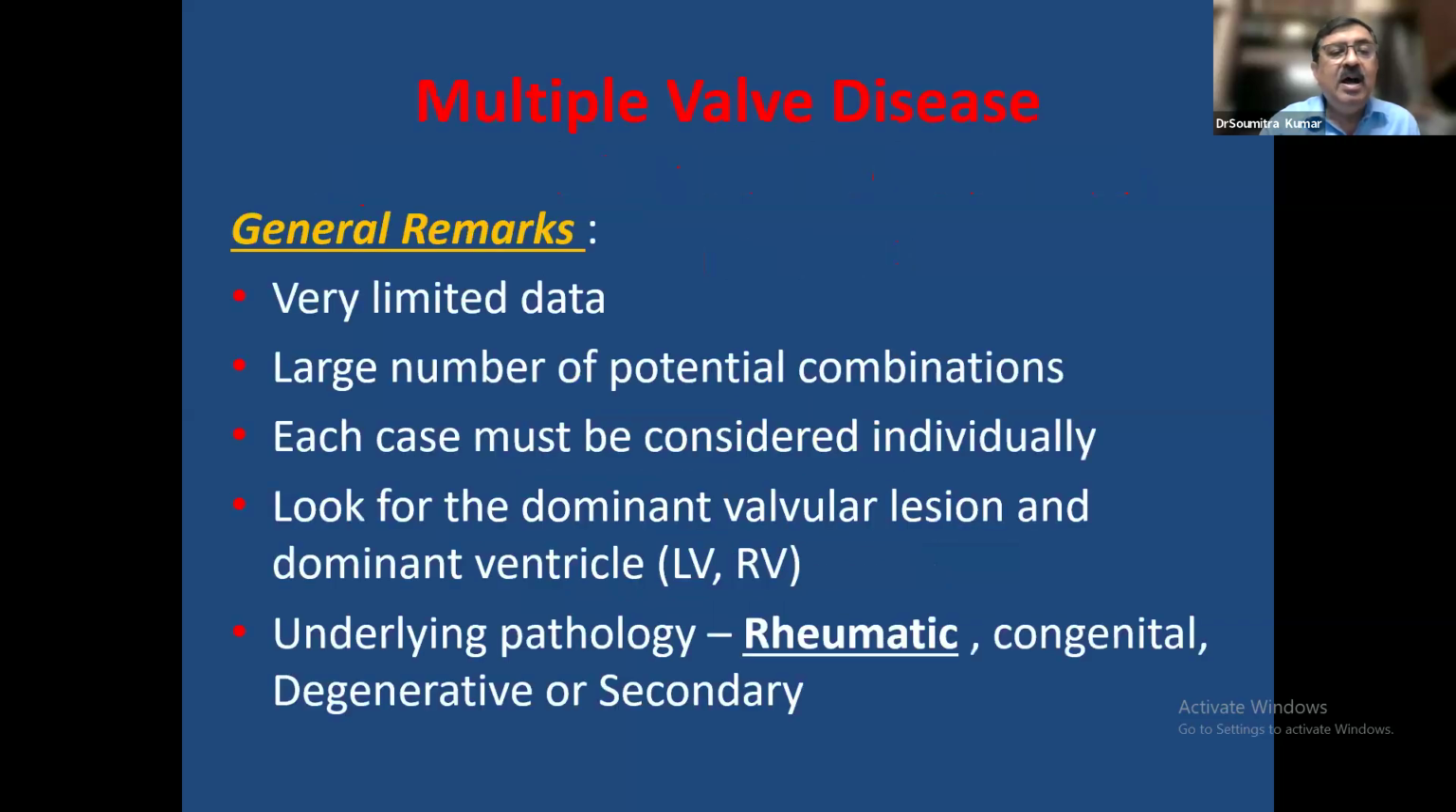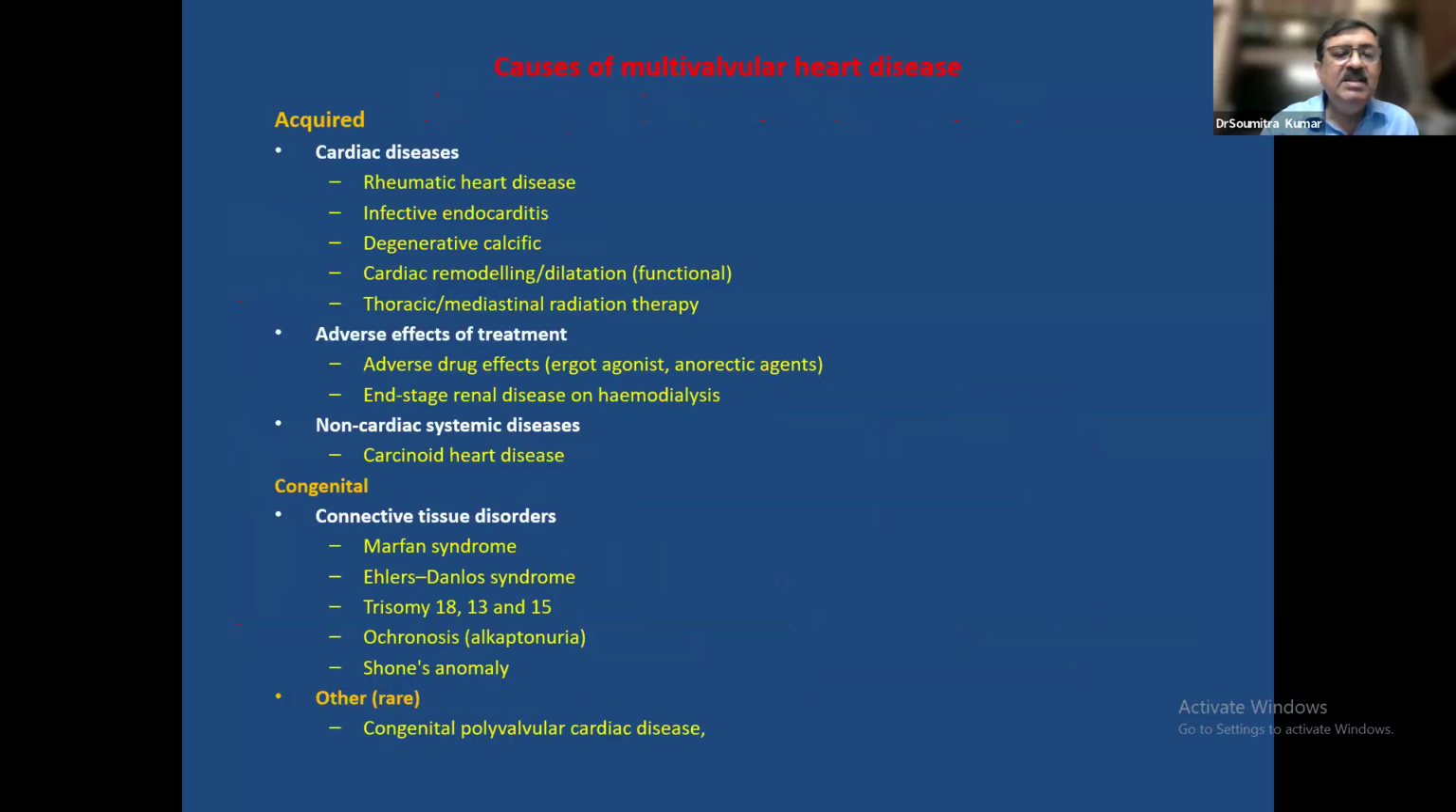heart disease. Now we don't have much data with multiple valve disease. We have a lot of data with single valve diseases, but not much with multiple valve disease. There can be a large number of potential combinations, and each case must be considered individually. And we will not only look at the dominant valvular lesion, but we should also look at the dominant ventricle. So we can have a rheumatic etiology, congenital, degenerative, or secondary valvular lesions.